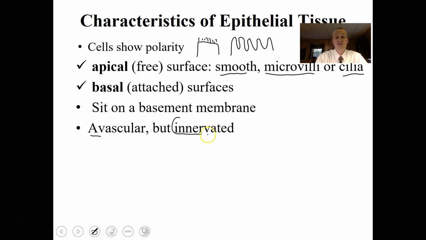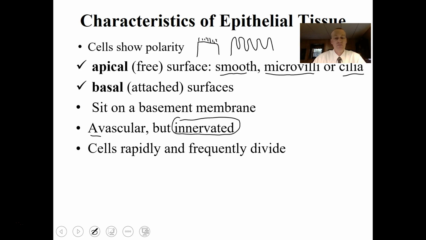They do have nerve endings that extend into them, maybe even sensory nerve endings or pain nerve endings that extend down into them. So you can feel epithelial tissues and sense them, but they're not going to have blood in them. So there's no blood vessels in them. Now, not having blood vessels inside of you means you have to be close to blood vessels, because you have to be close enough for gases like oxygen and carbon dioxide to diffuse into and out of your cells.